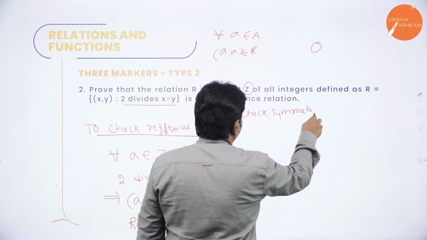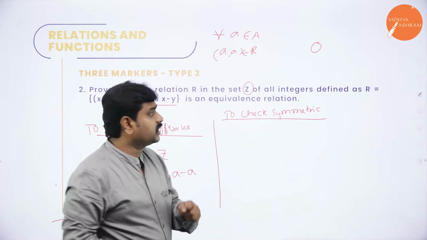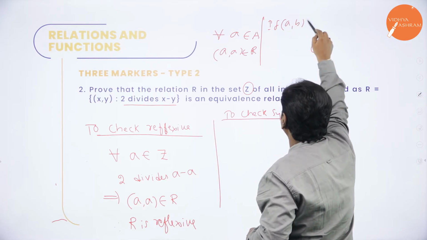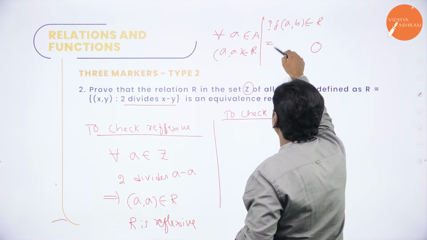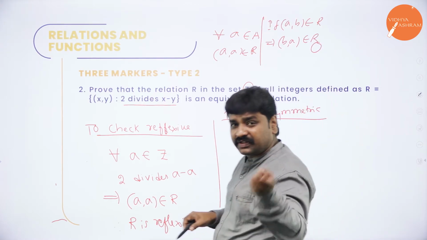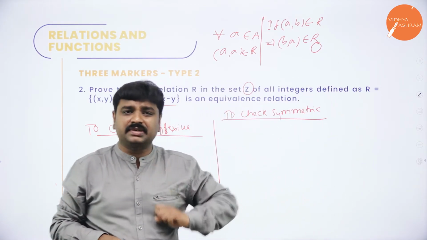How to check whether it is symmetric or not? How to prove symmetric? Suppose if AB belongs to R, that implies BA should belong to R. If an ordered pair is present in the relation, its reverse should be present in the relation, then we say it is symmetric.